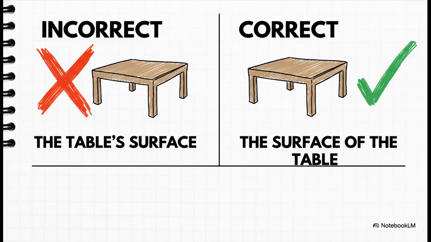Okay, this is a very important tip for your detective notebook, so listen up. We usually don't use that apostrophe for things that aren't alive. So you wouldn't say the table's surface. Instead, you'd say the surface of the table. That's a key rule that'll keep you from getting tripped up.